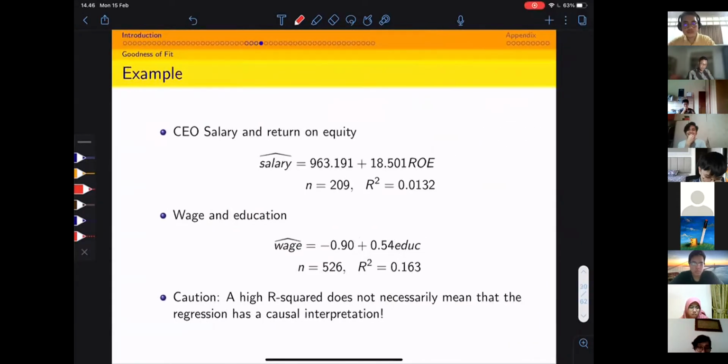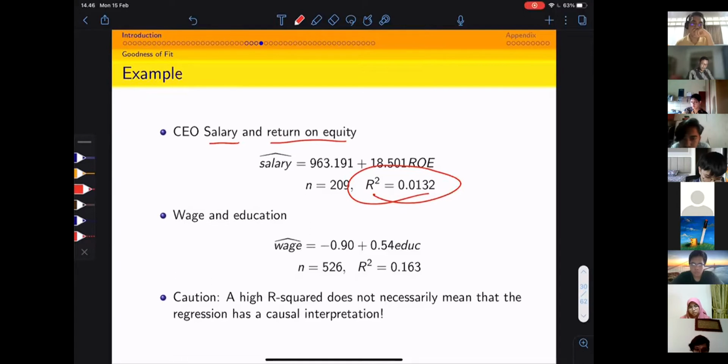For example, suppose that when we do a regression on the salary and the return on equity, we get that the R square is 0.0312. So how do we interpret this? The book provides you with a reference, so you can always revisit it in the book. It says that about 1.32% of the variation of the data can be explained by the variation of the model.